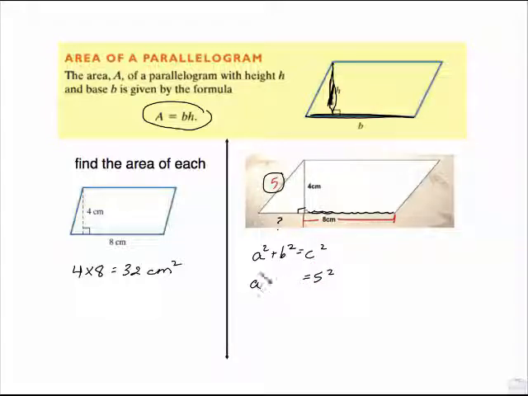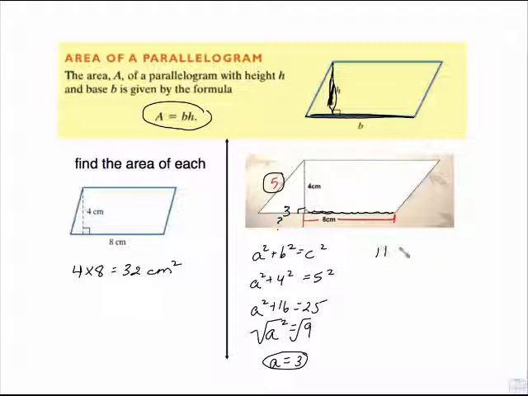So this is a squared plus 4 squared. So that's a squared plus 16 equals 25. Subtract 16 from both sides, gives us a squared equals 9. To undo the squared, take the square root, and a is 3. So we've now found out that this portion right here is 3. How does that help? Well, that will help me find the whole base. The whole base is 3 plus 8, which is 11. The height is right there. 11 times 4 is 44 square centimeters.